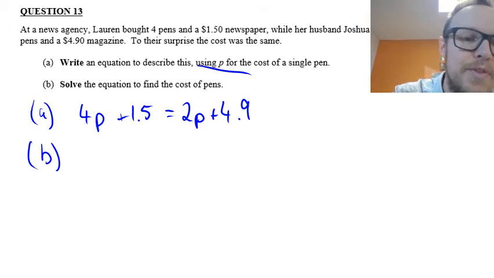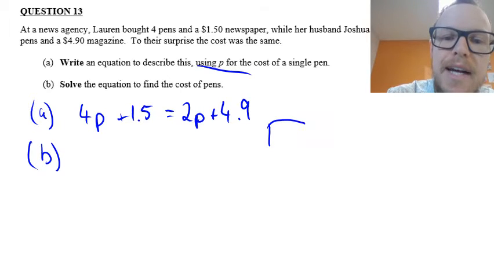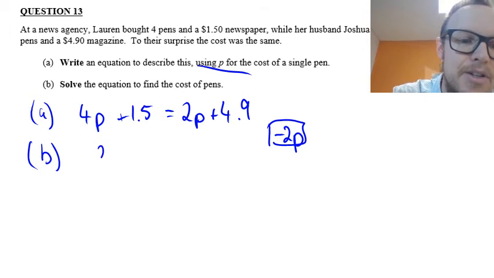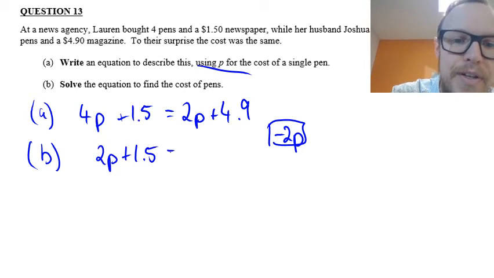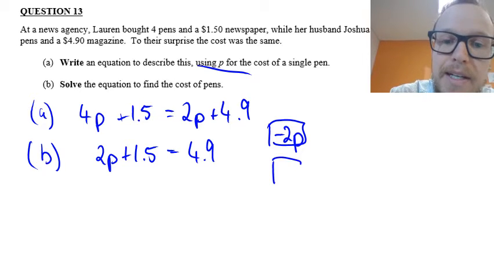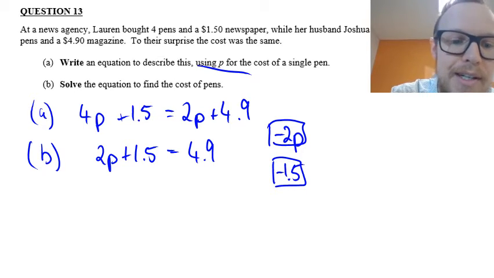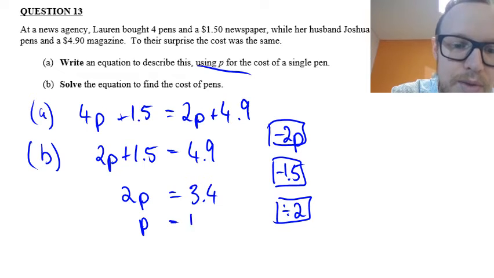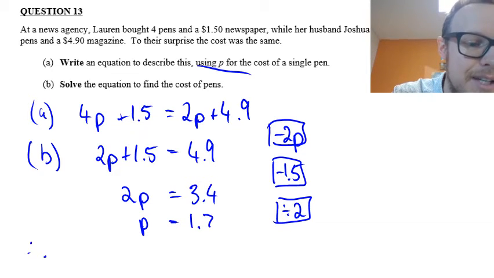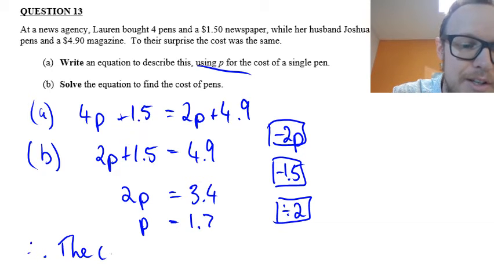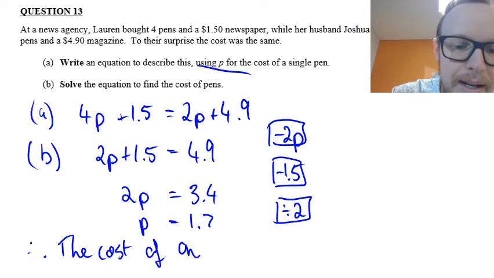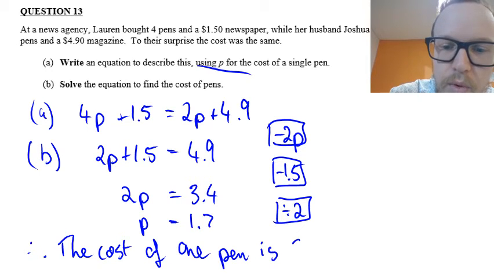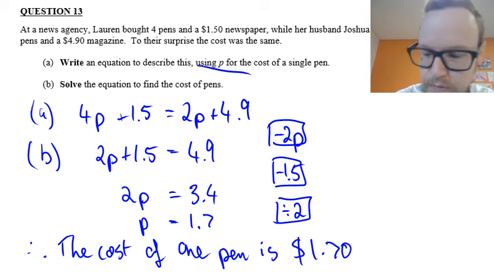Then we're asked to solve the equation. So in order to solve the equation, we can take 2p from both sides, and we get 2p plus 1.5 is equal to 4.9. Then we can take 1.5 from both sides, and we get 2p is equal to 3.4. And then we can divide both sides by 2 and get p equals 1.7. We should then write a sentence. Therefore, answering the question, the cost of 1 pen is $1.70.